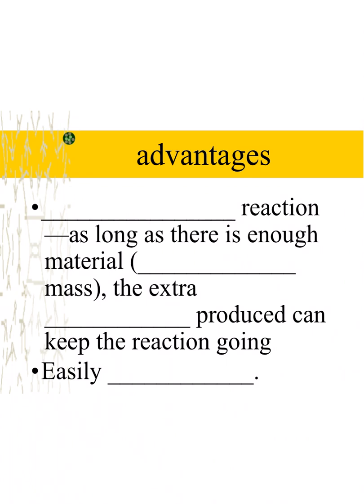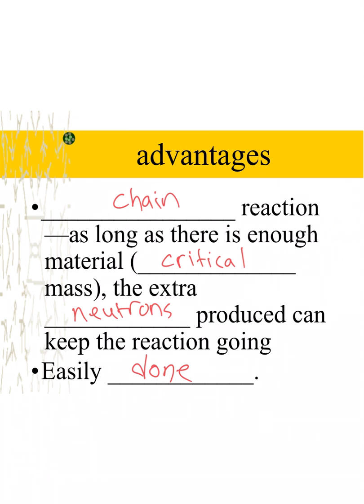Why we like this is that it is a chain reaction, which means as long as there's enough material, what we call the critical mass, the extra neutrons produced can keep the reaction going. Every time you do this, you get more and more neutrons, which can split more and more of the uranium or whatever fuel you're using. The other thing is that this is easily done. It's been going for years. It's efficient, and we can be using it in power plants all over the world.